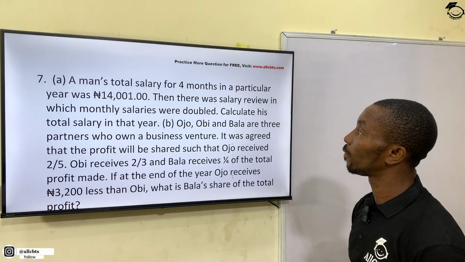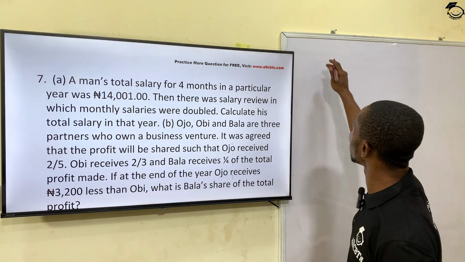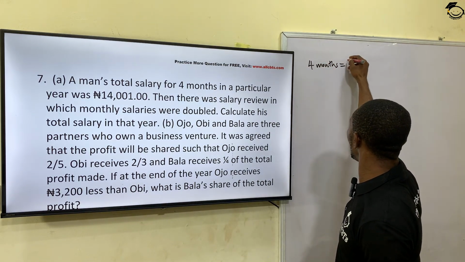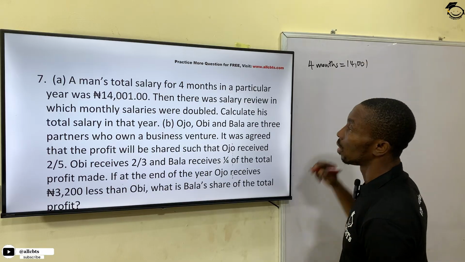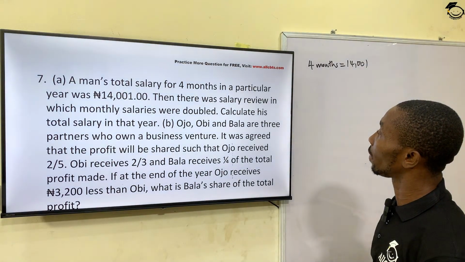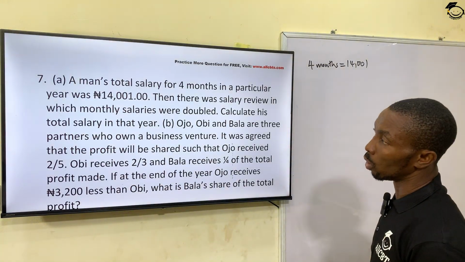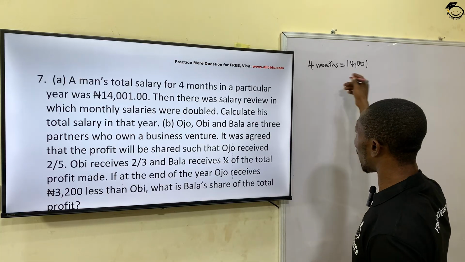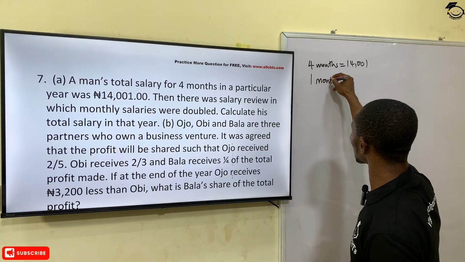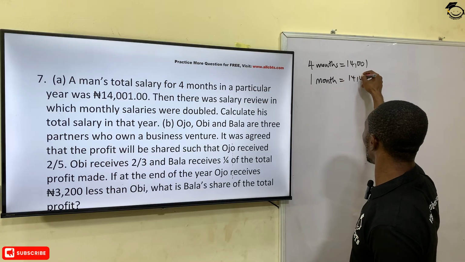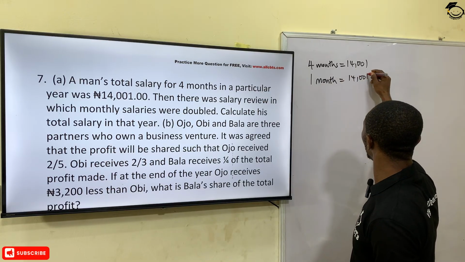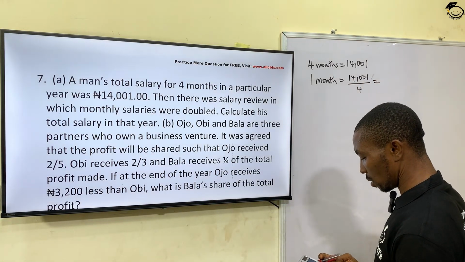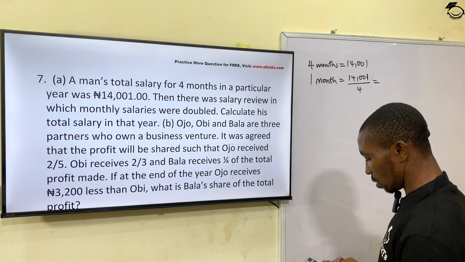A man's salary for 4 months in a particular year was 14,001. So for 4 months, he earned 14,001. Then there was a salary review in which monthly salaries were doubled. So for 1 month, he earned 14,001 divided by 4.